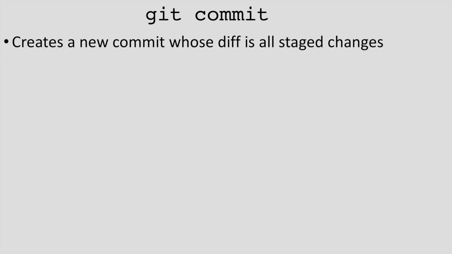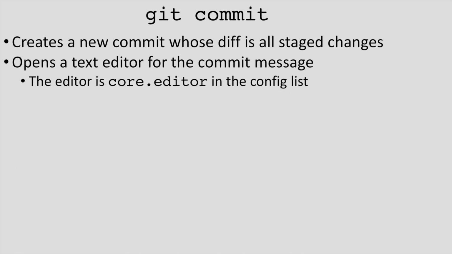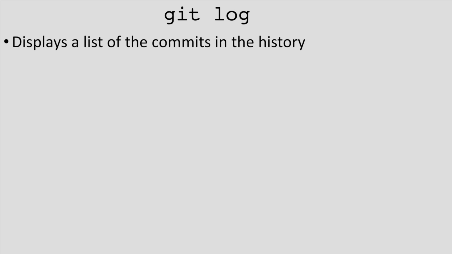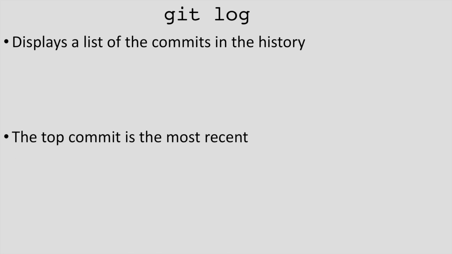The git commit command creates a new commit whose diff is all staged changes. It also opens a text editor for you to enter the commit message. This editor is given by core.editor in the config list. The git log command displays a list of commits in the history. The top commit is the most recent.